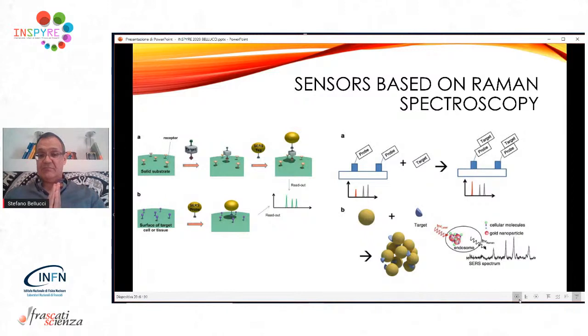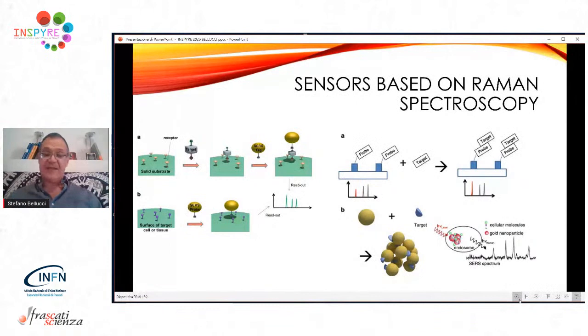Sensors can be a very wide class of devices for diagnostics. Here you see sensors based on spectroscopy. It's a physical characterization technique invented by an Indian physicist, Raman. That is why it's called Raman spectroscopy. It's a vibrational spectroscopy that tells us something about the vibration of molecules and is able, when it's conjugated, paired with nanotechnologically engineered substrate, to give us information about very small quantities of analytes, of substances.